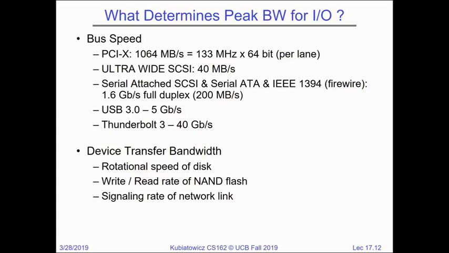So your bus is supposed to be completely out of the picture if it's fast enough. The device transfer bandwidth can be things like the rotational speed of the disk, or the read-write rate of NAND flash, or the signaling rate of a network link, and so on. And so pretty much your maximum speed is constrained by the slowest link in the picture. All right. Questions? Okay, good. Whatever is the bottleneck is the bottleneck.